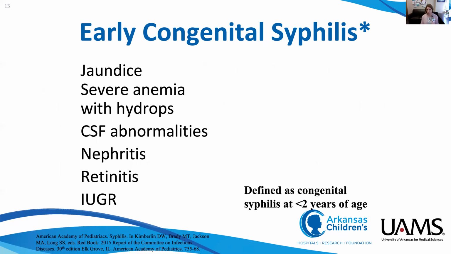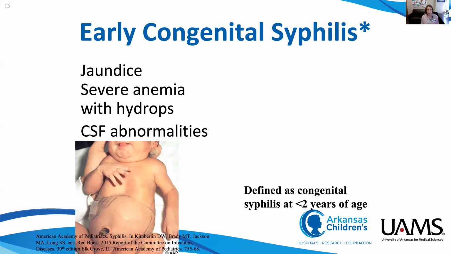Early congenital syphilis, which is defined as congenital syphilis identified at under 2 years of age, can present with jaundice, severe anemia with high drops, CSF abnormalities, nephritis, retinitis, or intrauterine growth restriction, or they may not have any symptoms at all initially at birth. But there are some images here.